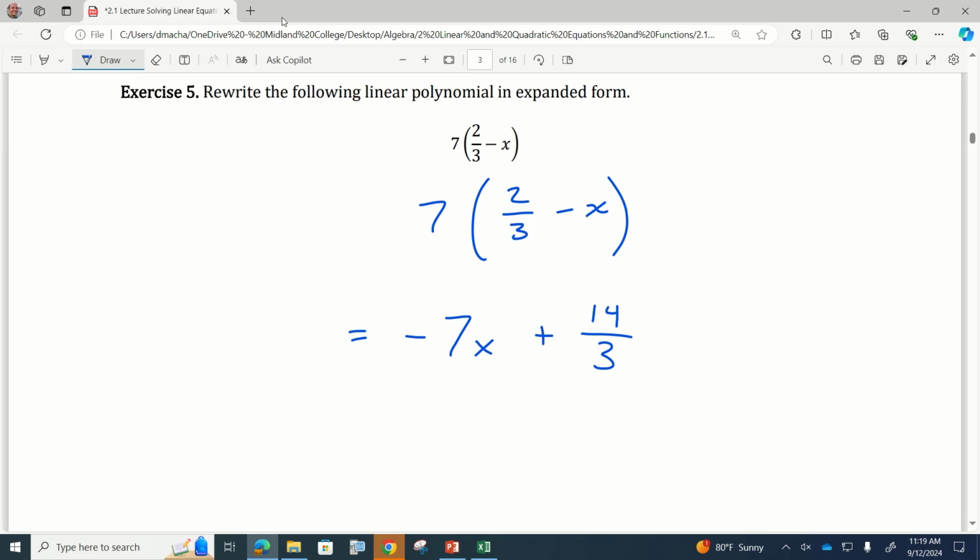What is my constant term? 14/3. What's my leading coefficient? -7. Very good. So that's how you do exercise 5 on your homework. That's how you do rewrite the following in expanded form.